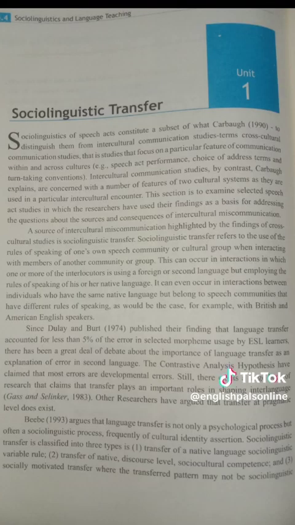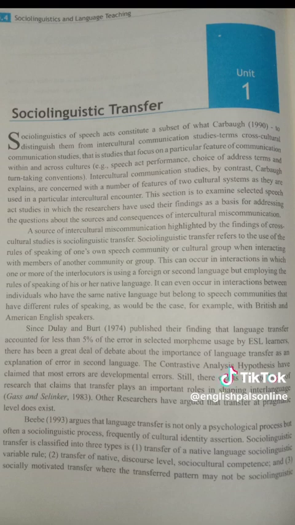Sociolinguistic analyses of speech acts constitute a subset of what Kasper (1990) calls cross-cultural communication studies, to distinguish them from intercultural communication studies. That is, studies that focus on particular features of communication within and across cultures, for example, grammatical speech act performance, choice of address terms, and turn-taking conventions. Intercultural communication studies, by contrast, Kasper explains, are concerned with a number of features of two cultural systems as they are used in a particular intercultural encounter.